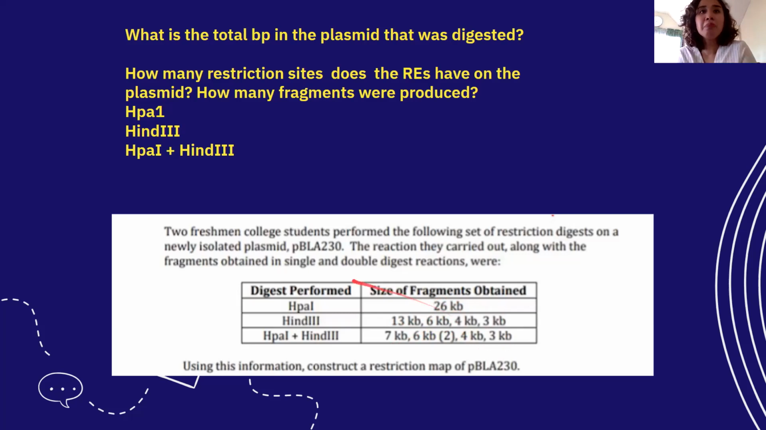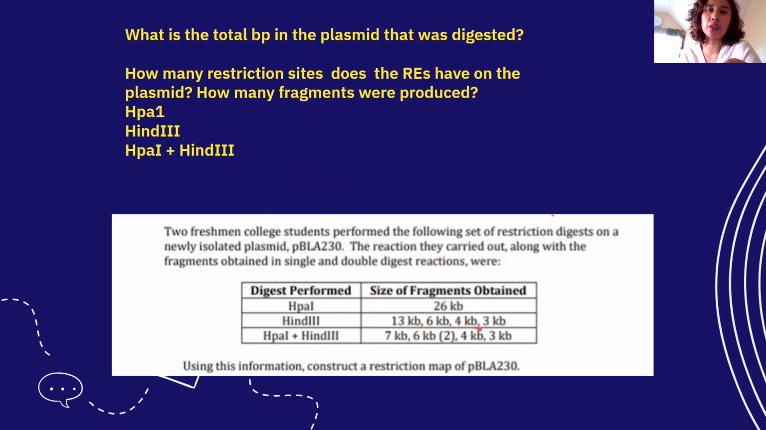Okay? So, how many restriction sites does the restriction enzyme have on the plasmid? How many fragments were produced? HpaI only has one restriction site, because it only produced one fragment. I hope you see that. HindIII produced 1, 2, 3, 4, so it has 4 restriction sites. It produced 4 fragments. And with HpaI and HindIII combined, it produced 5 fragments.